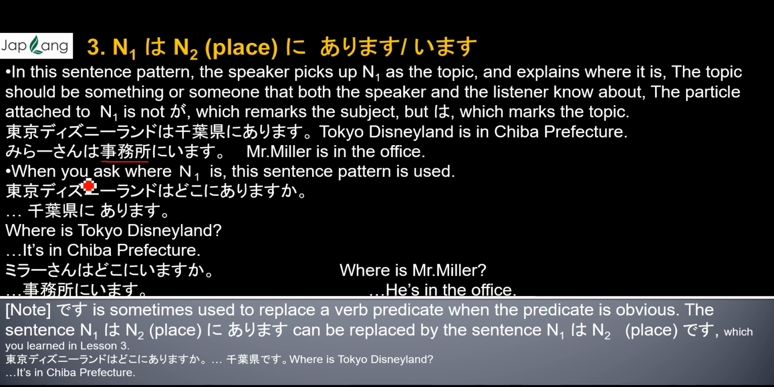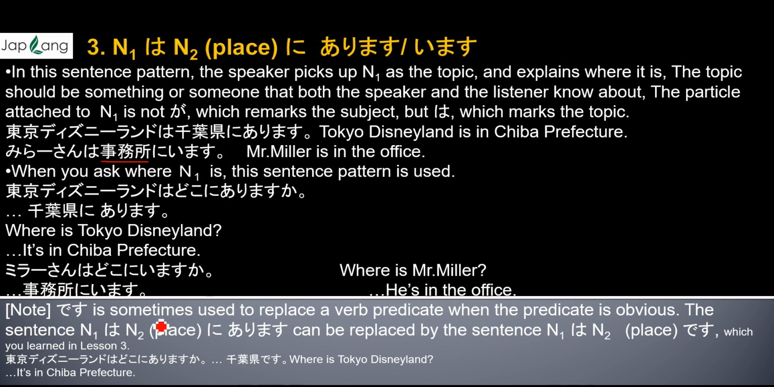Right. So when you ask where noun 1 object is, a sentence pattern is used. Tokyo Disneyland wa doko ni arimasu ka? Chiba-ken ni arimasu. Where is Tokyo Disneyland? It's in Chiba prefecture. Minasan wa doko ni imasu ka? Jimusho ni imasu. Where is Mr. Miller? He is in the office.